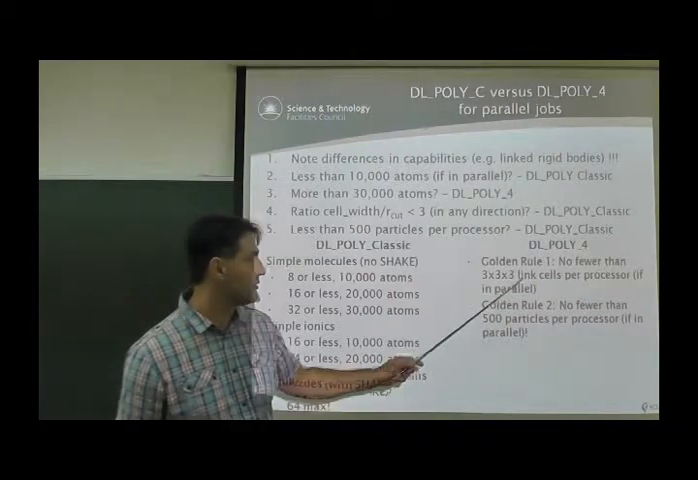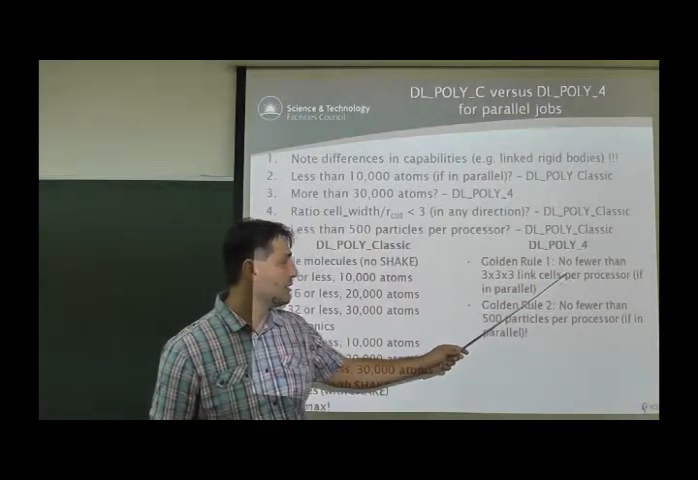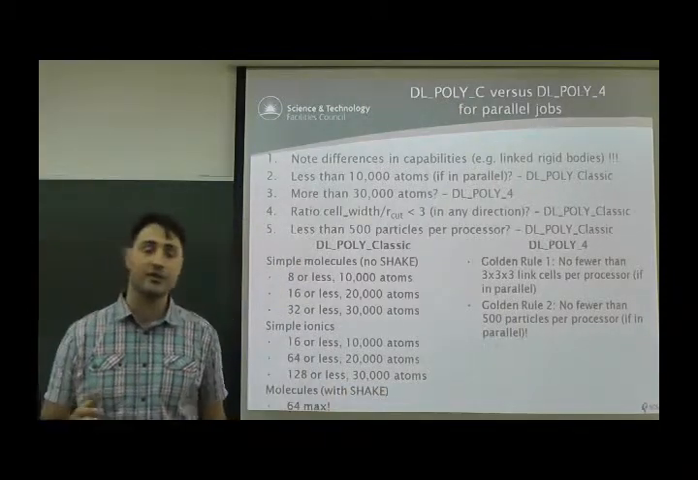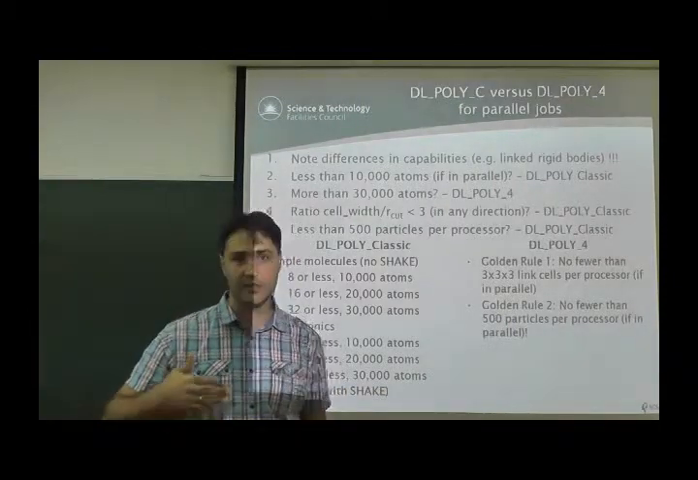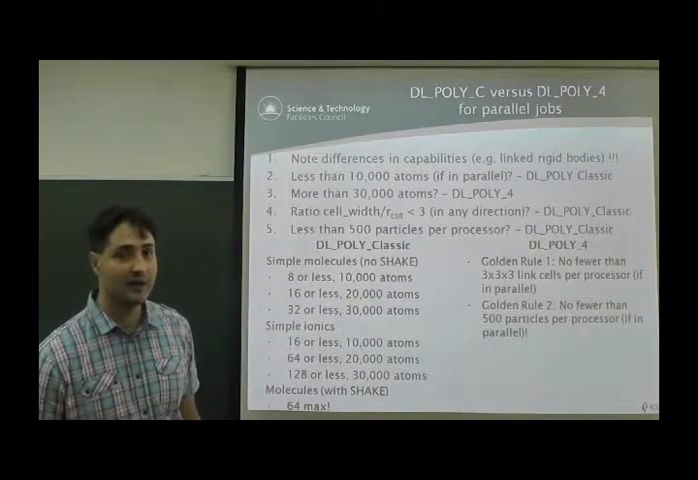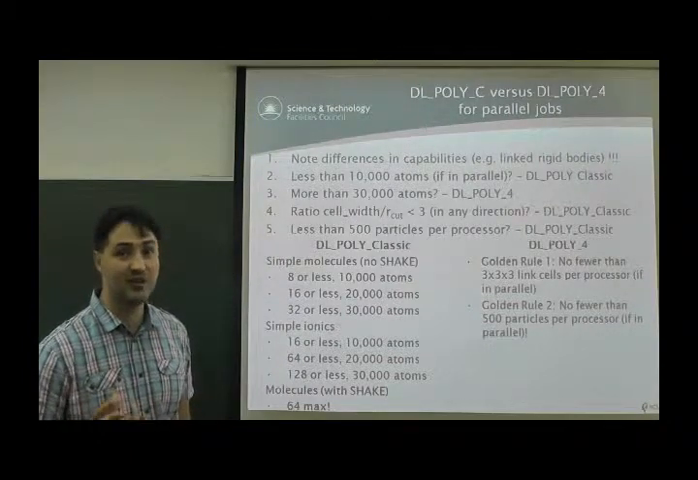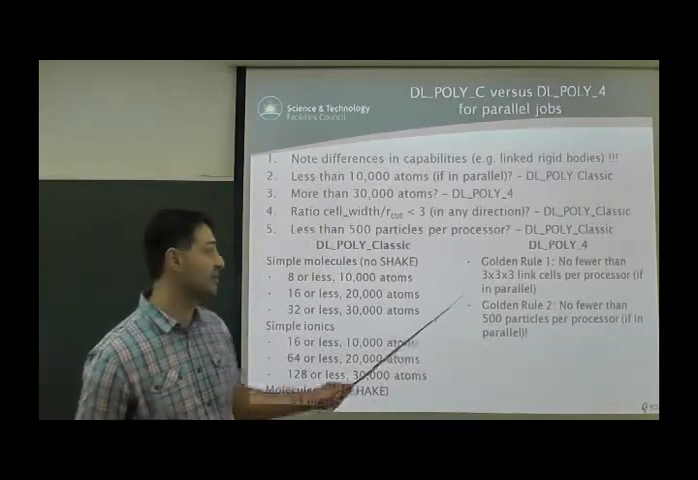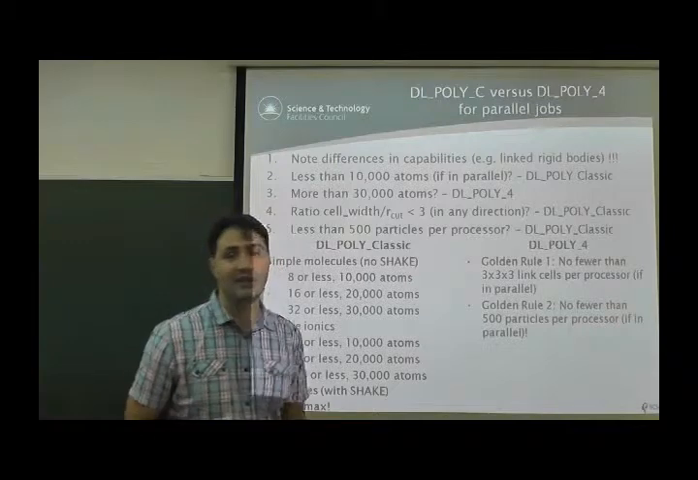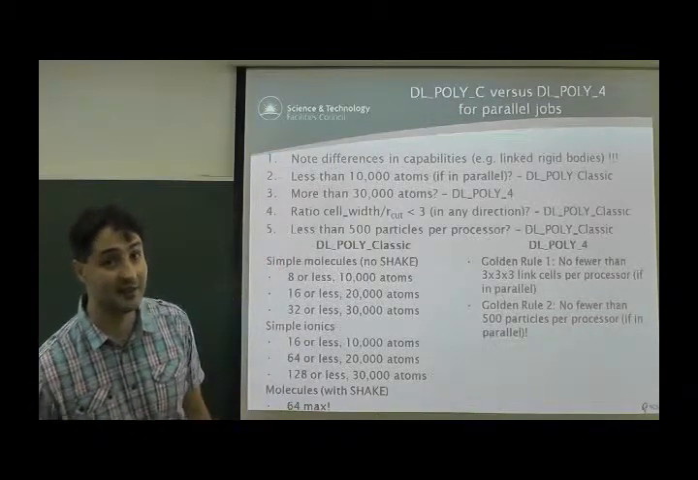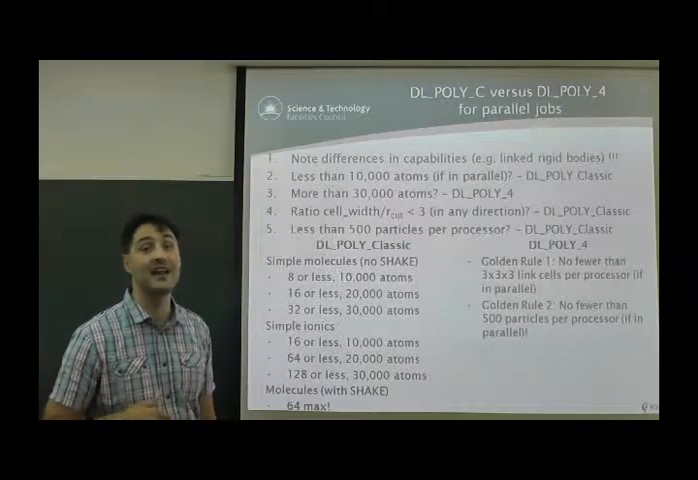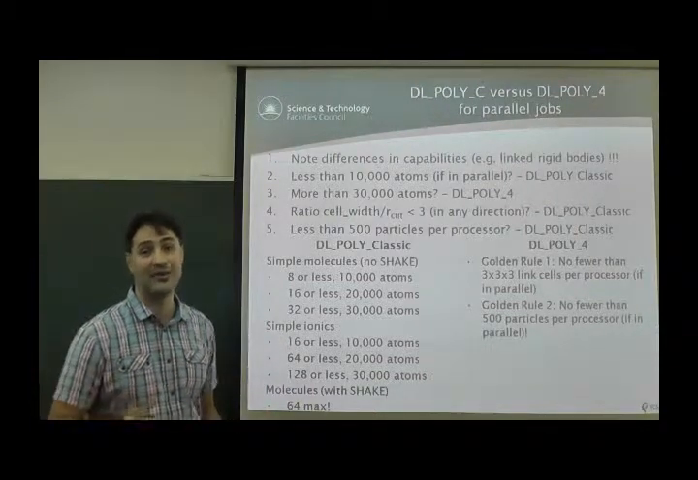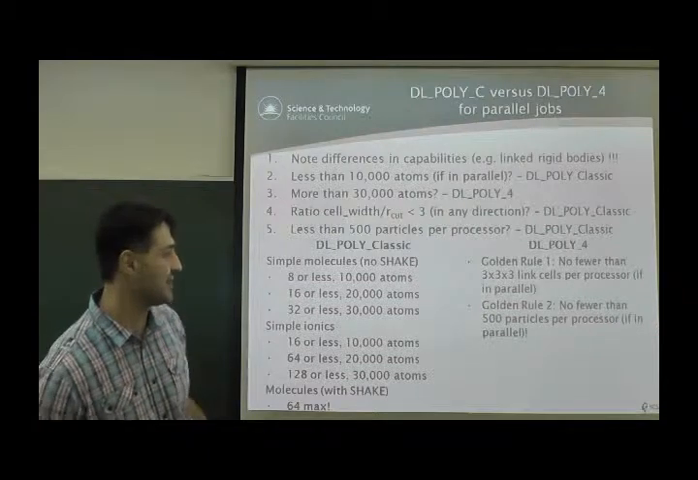For DL_POLY 4, the rules of thumb: try not to have fewer than 3 by 3 by 3 link cells per processor. Of course, you will still see the speed up and you will still see that the package works, but your speed up compared with half or a fifth of the number of processors wouldn't be linear. You will be getting into a regime like when you press the accelerator pedal of a car, it cannot go beyond a certain speed, even though you put it on more processors, or the car will waste more fuel, but it won't go any faster.